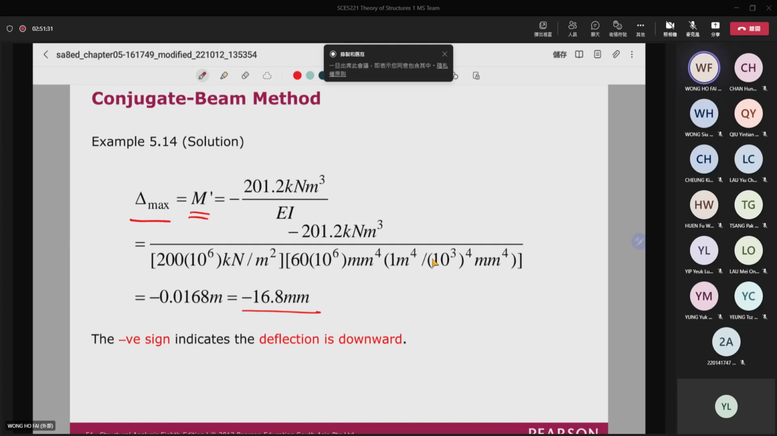Is it okay for you? So do you think that this one is easier than the previous one? Because you just change the real beam to the conjugate beam. If you find the shear, then you can find the rotation. If you find the moment, then you can find the deflection. Okay? So actually it is the same as what you have done before.